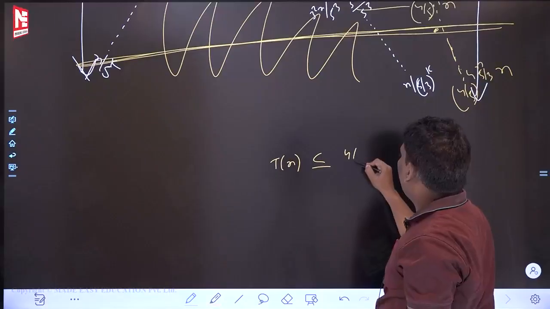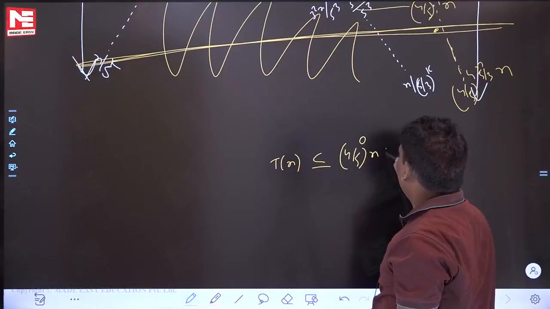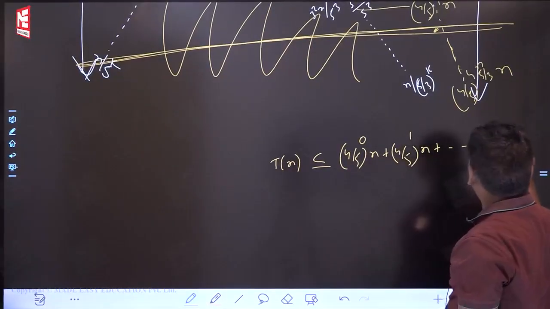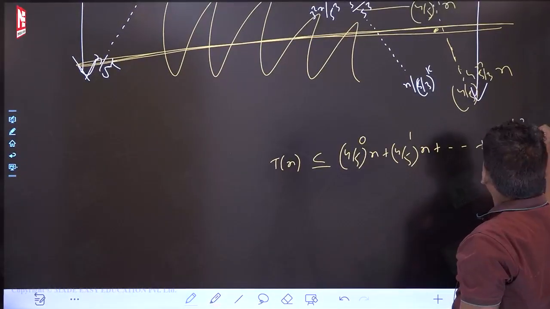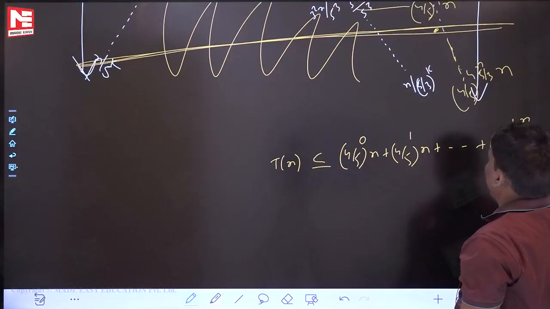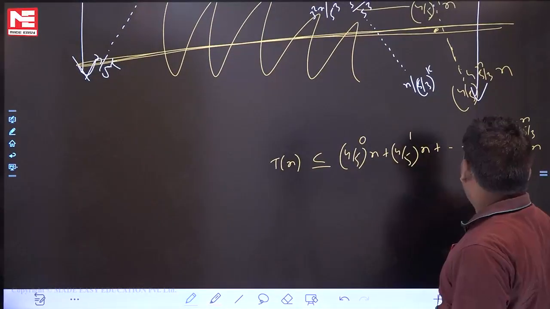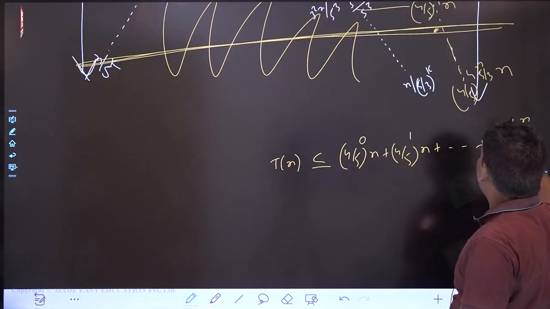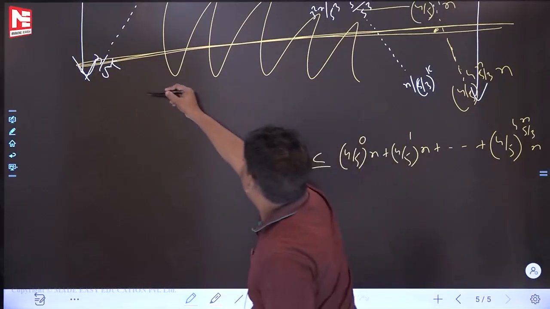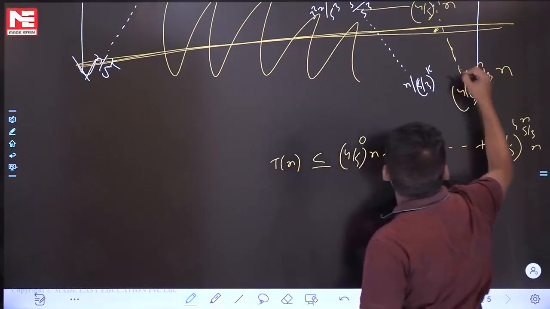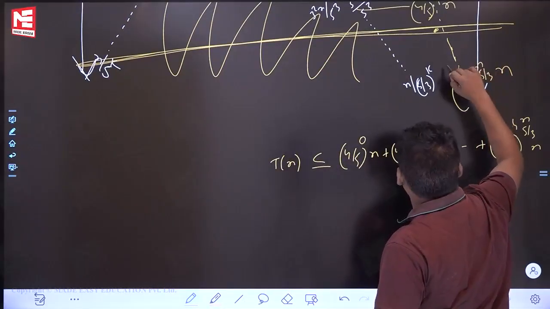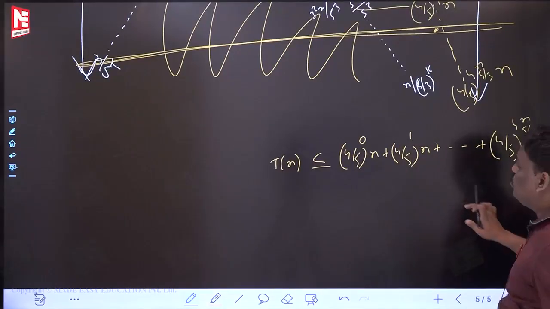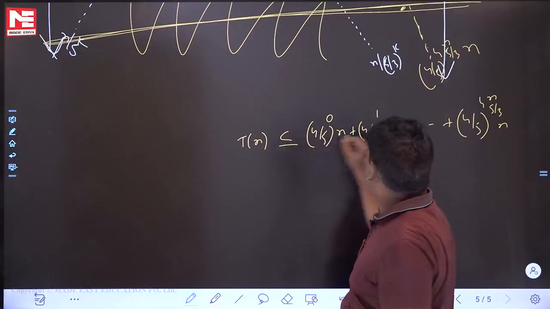Who are those? (4/5)^0 n, (4/5)^1 n, and so on. What is the last one? (4/5)^(log n base 5/3) n. Right? This is the series. See, last few terms are actually not exact. They are a little bit more, because even though some people are missing, I consider them as part of the series. Even though they are actually less than that, I consider it because I want to take the upper bound. This entire series you will solve, you will get the upper bound. Comparing Tn, this is a little bit bigger.